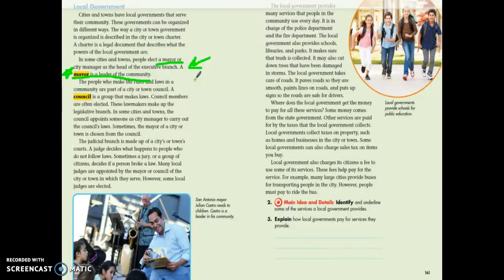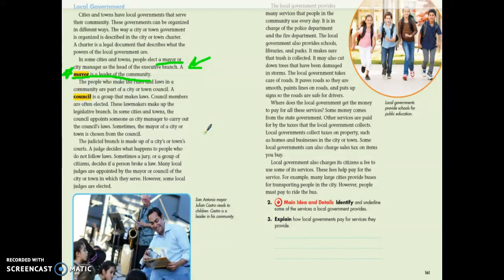People who make the rules and laws in a community are part of a city or town council. A council is a group that makes laws. Council members are often elected. These lawmakers make up the legislative branch of the local government. In some cities and towns, the council appoints someone as a city manager to carry out the council's laws. Sometimes the mayor of a city or town is chosen from the council.